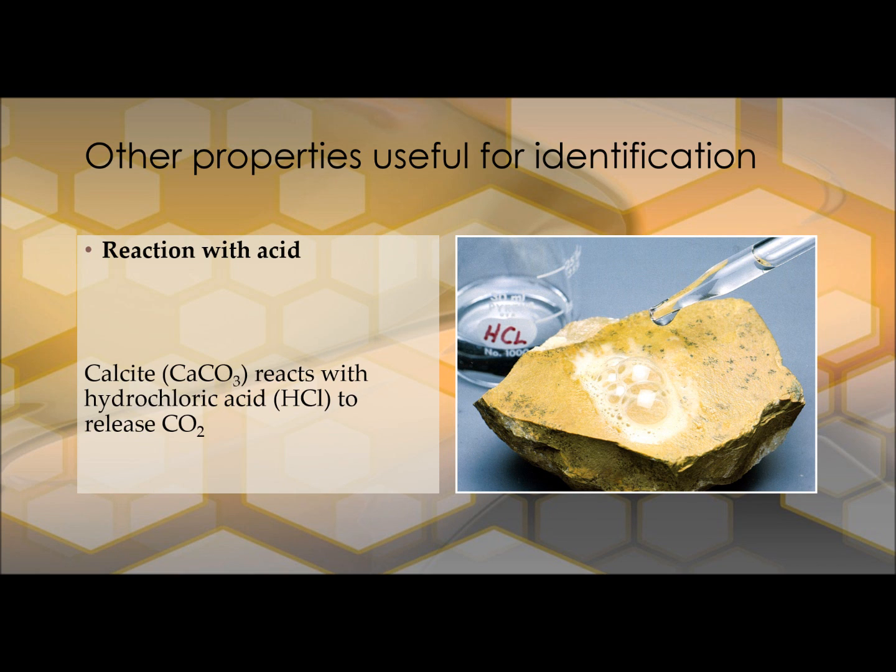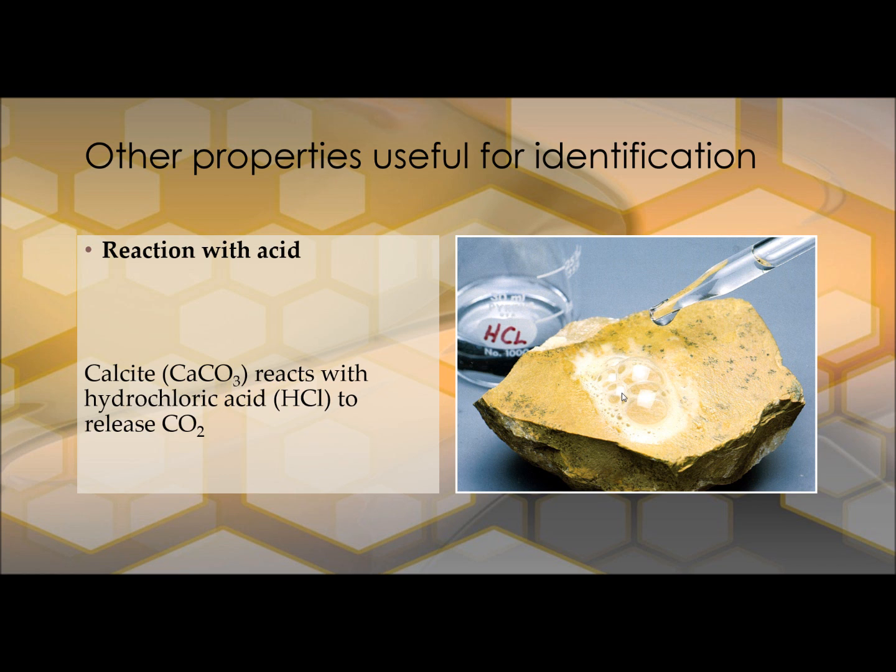Reaction with acid is a fun one. Here we have some hydrochloric acid being dribbled on this unknown mineral sample, and notice it bubbles up. What's happening is this mineral sample contains calcite, which is calcium carbonate, CaCO3. When it hits HCl, the carbon dioxide, CO2, is released, which is what makes it bubble.